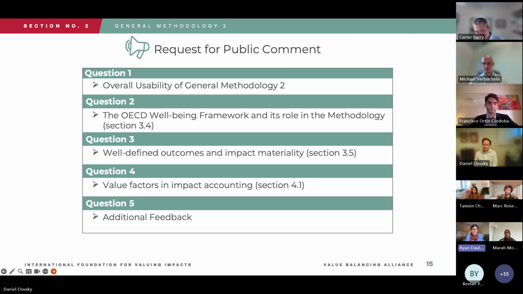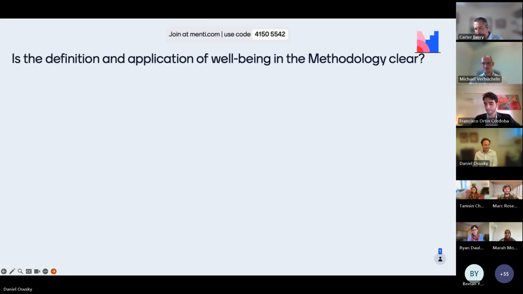So the last thing I'll mention are the 5 questions that we are requesting feedback for as part of the public comment period. 1 is on the overall usability of the statement. Questions 2, 3, and 4 connect directly to the 3 proposals I just mentioned. 2 being the OECD Wellbeing Framework and its role in the methodology. 3 being well-defined outcomes and impact materiality. And 4 being value factors and impact accounting. And 5 is more of an open-ended additional feedback question. I'll turn it back to Dan, who I believe has another poll question.